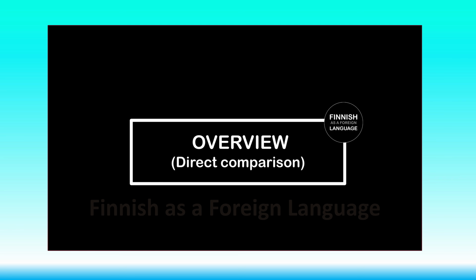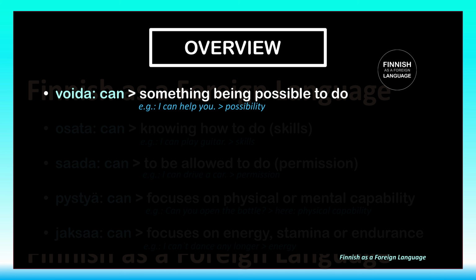Now we arrive at chapter 6, where I have written an overview which will help you to directly compare all 5 verbs with each other. So let's take a closer look. Voida means can, in the sense of something being possible to do. For example, I can help you.